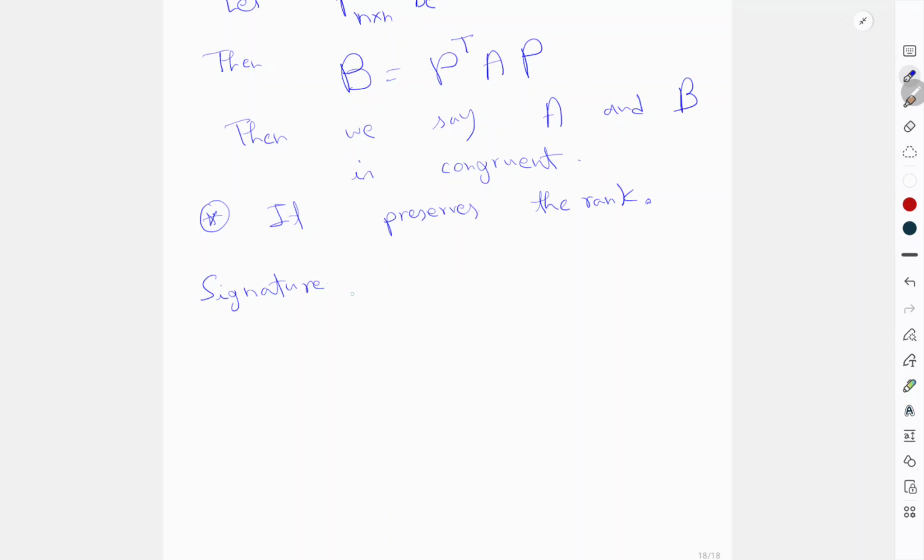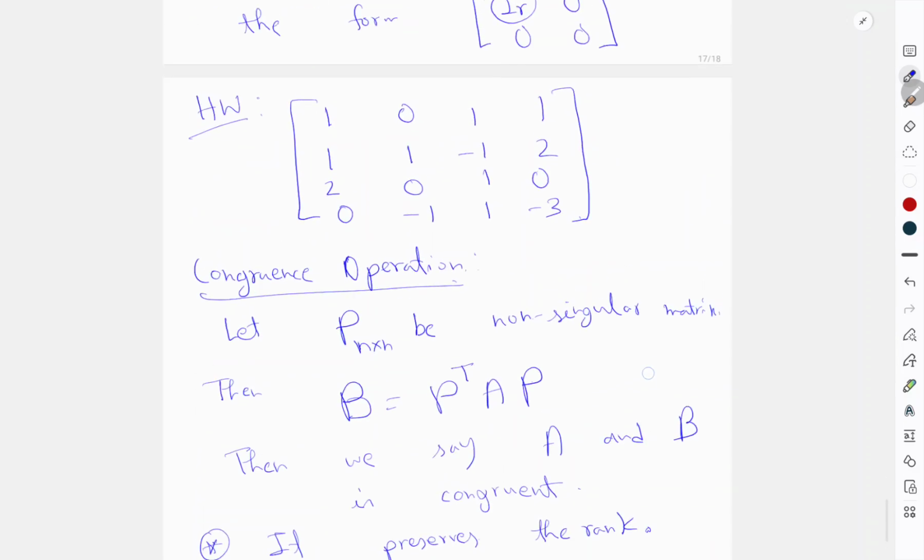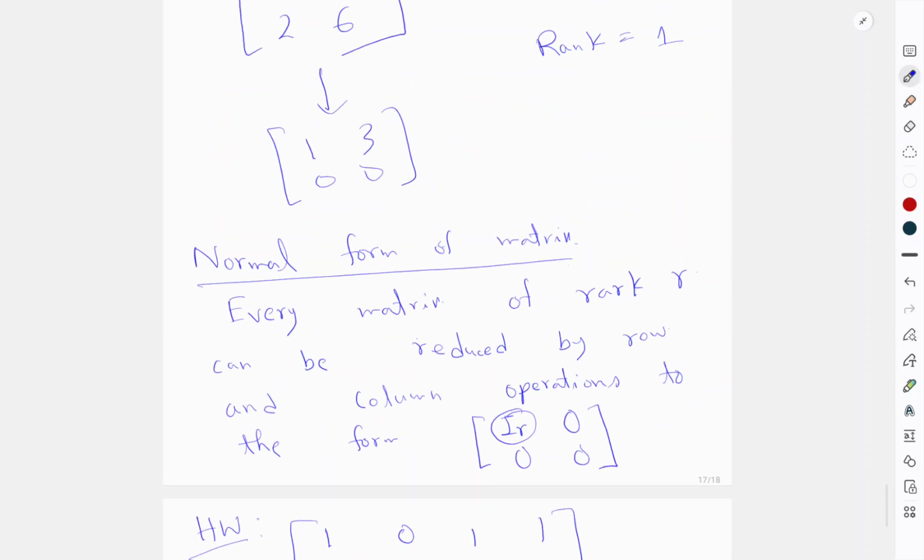signature and index. So what is happening: if you apply your row and column operations together, you can convert into this type of form, Ir comma 0 0 0.